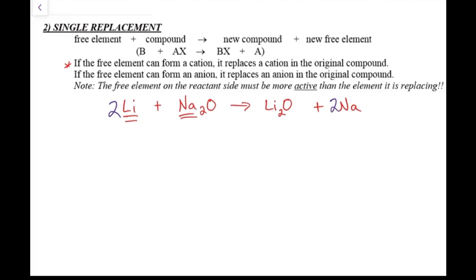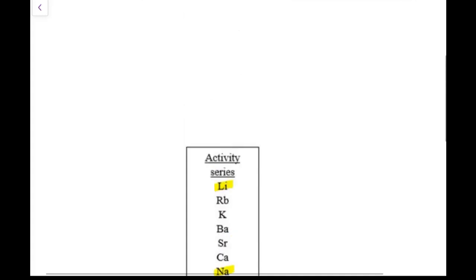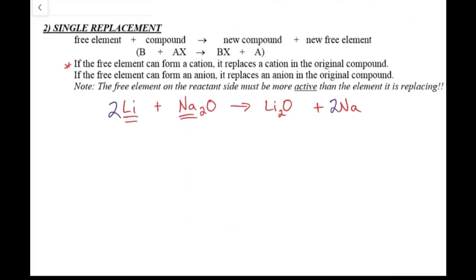And then when I'm done, I don't really need my charges to be written there, so go ahead and erase those. Now, there is a possibility that this reaction doesn't happen at all, meaning it's a no reaction. It says under note, the free element on the reactant side must be more active than the element it's replacing. So this is where we're going to use one of the items that's in the back of your green periodic table, and that is the activity series. It's also on the back of this note sheet. The activity series just tells you which element is more active. In this case, lithium and sodium are the two that are going to trade places. Lithium, in my example here, is trying to replace sodium. So the question is, can it do that?